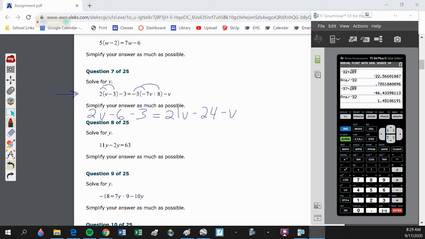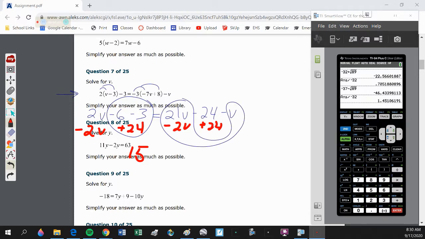Which side should we put the v's on? The right side. How come? There are more v's on the right than there are on the left, and that would make the leading coefficient positive. So subtract 2v and then add 24. So on the left side, I need to put all three of those together. So 24 minus 6 is 18. 18 minus 3 is 15. And then on the right side, I need to put these together. So 21 minus 2 is 19. 19 minus 1 is 18. 18v. And then divide by 18. Does 15 over 18 simplify? Yes, they share a 3. So 5/6. Good job.